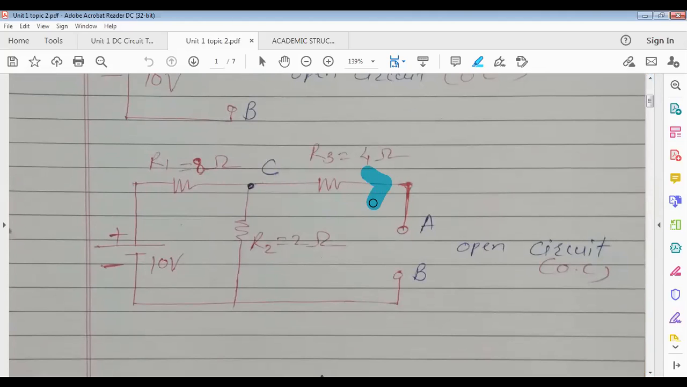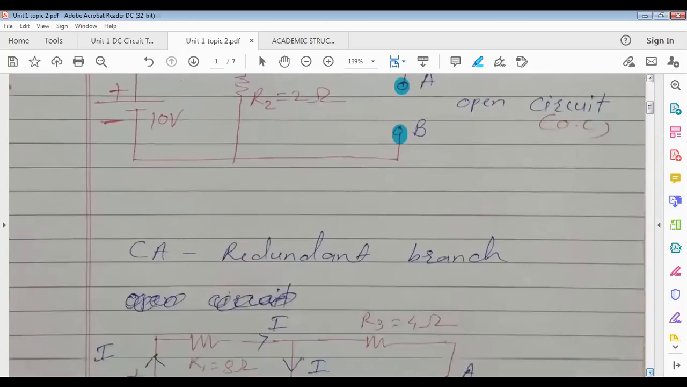Redundant branch means what? Although a 4 ohm resistor is connected here in the circuit, current will not flow through it. Why? Because there is an open circuit here. That's why current cannot flow from A to B, so current will not flow through the 4 ohm either. That's why it is called a redundant branch.